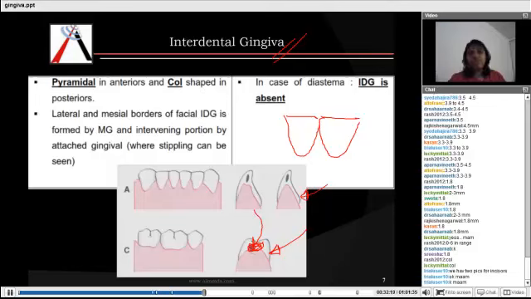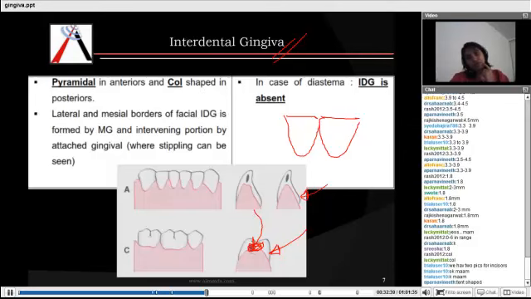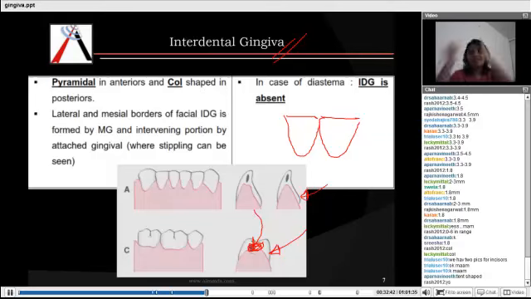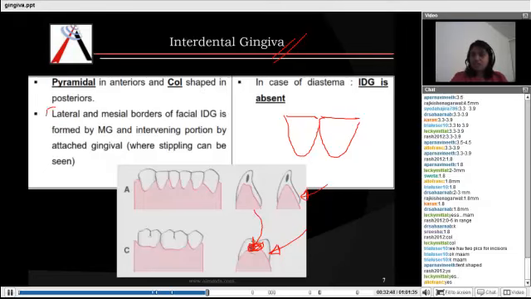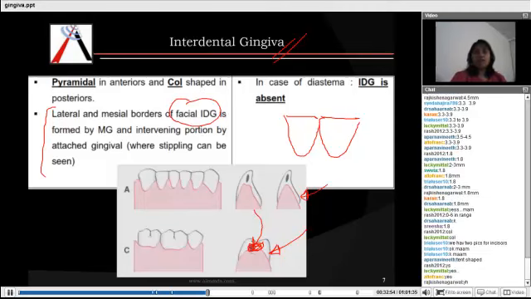Lateral and mesial border of the facial interdental gingiva. When we say facial interdental gingiva, we are looking at the interdental gingiva from the front. Now look at this. We have the free gingival groove running like this, isn't it? So we have our marginal gingiva running like this over here. So our marginal gingiva are making the sides of our interdental gingiva, and the center of the interdental gingiva is made up of attached gingiva. See that point? That is why, remember, in your viva in your final years, your professor will be very fond of asking.